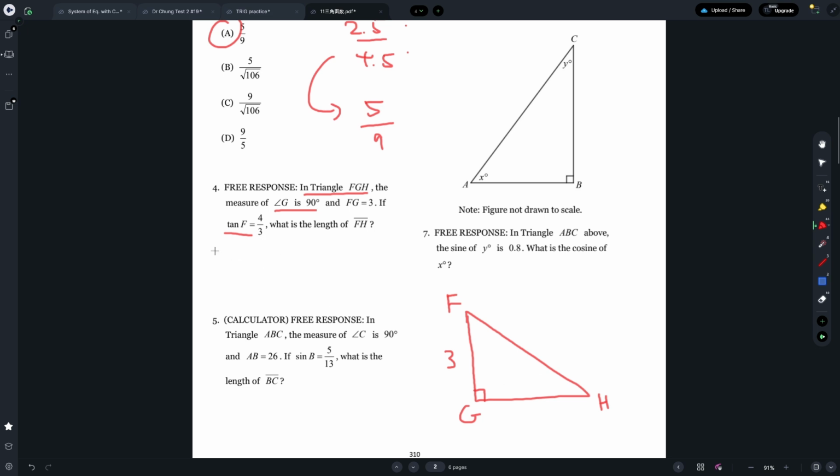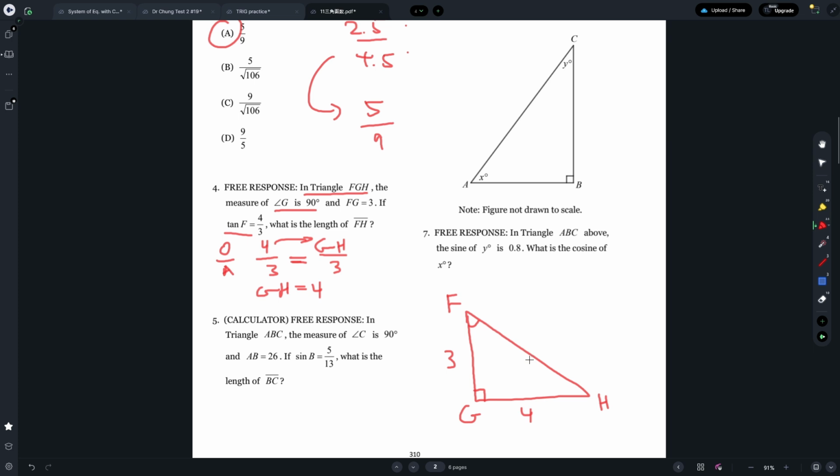So now we know tan of F is opposite over adjacent, right? And we know the adjacent right here is 3. So the ratio of tan of F is actually 1 to 1. So 4 over 3 equals, let's call this GH, over 3. Since it is 1 to 1, we can just match the 4 with GH. So GH actually equals 4. So GH is 4.